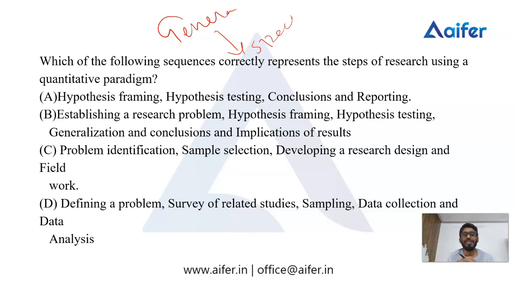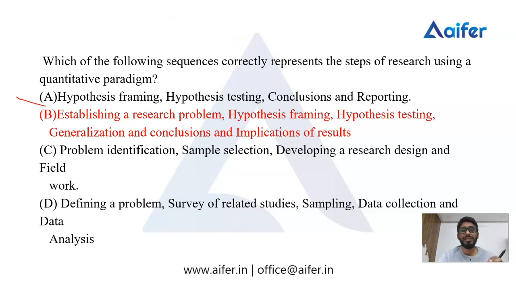Let's see the third option: problem identification, sample selection, developing a research design and fieldwork. It is not an appropriate sequence of steps. Then the fourth one is defining a problem, survey of related studies, sampling, data collection and data analysis. As we know, the better option would be option B, the second option: establishing a research problem, hypothesis framing, hypothesis testing, generalization and conclusions, and implication of research.